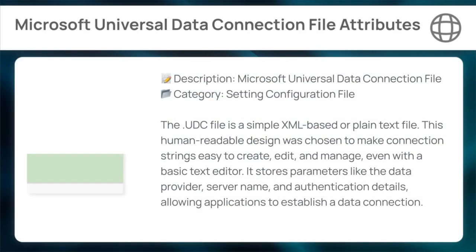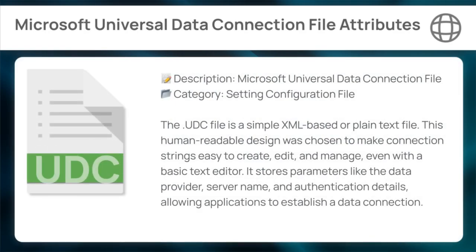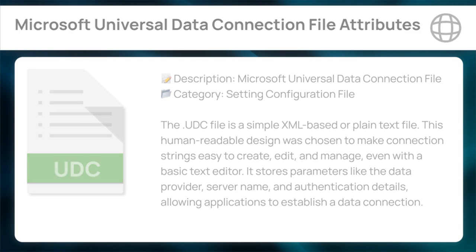The UDC file is a simple XML-based or plain text file. This human-readable design was chosen to make connection strings easy to create, edit, and manage, even with a basic text editor. It stores parameters like the data provider, server name, and authentication details, allowing applications to establish a data connection.